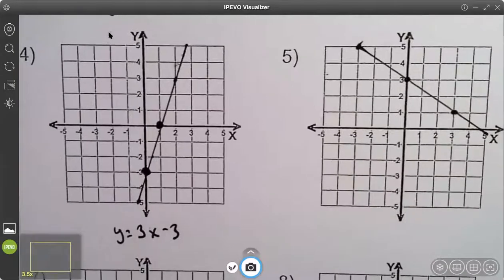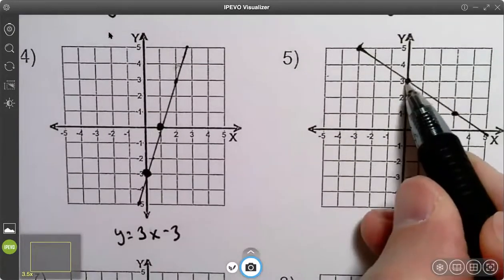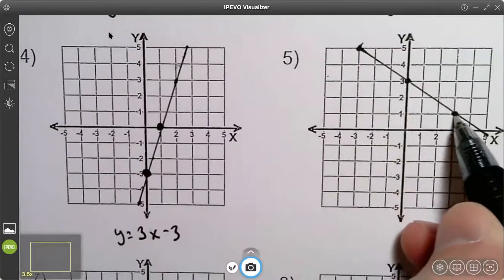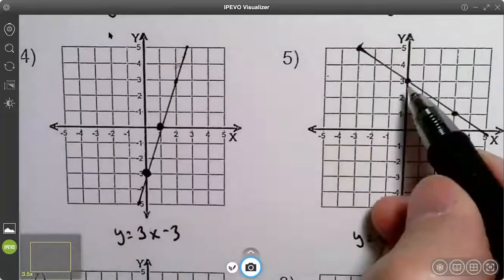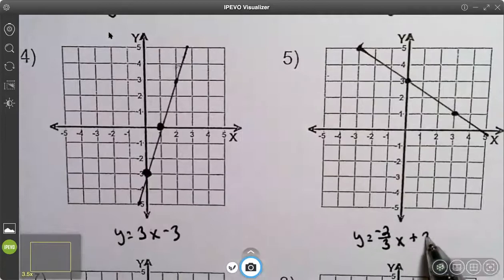Try number 5. My slope is -2/3. Got to be negative because it's going down. My y-intercept is +3.